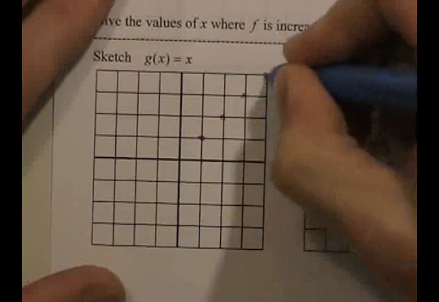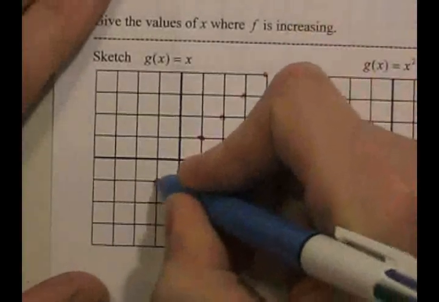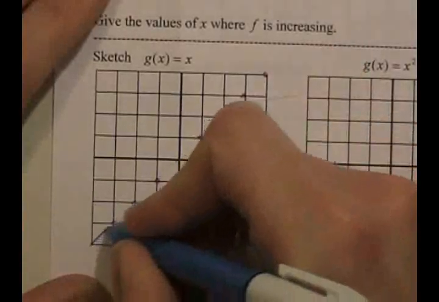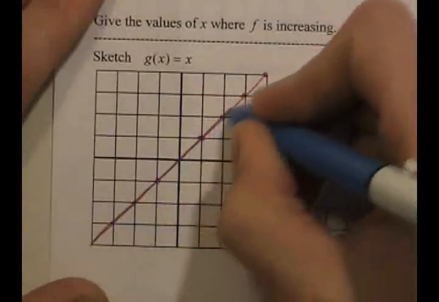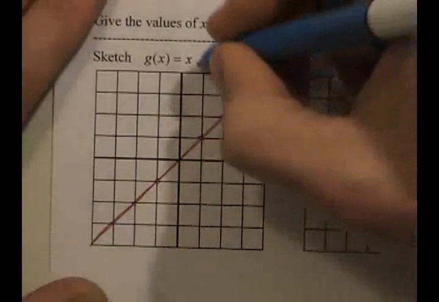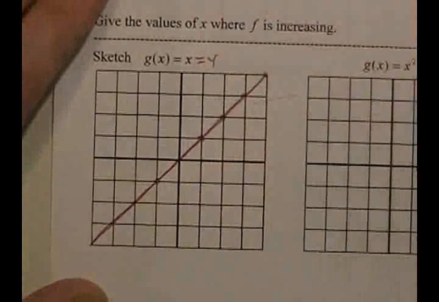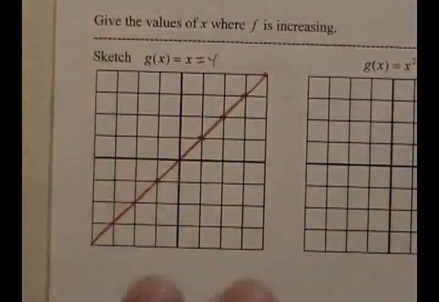4 is going to go to 4. -1 is going to go to -1. -2 goes to -2, and so on and so on. And especially so on for all the numbers in between. This line represents where y and x are the same. Right? g of x equals y equals x. They're the same value. So that's the graph of g of x equals just x.